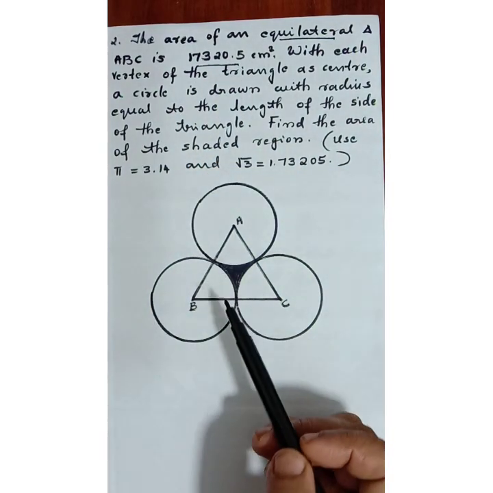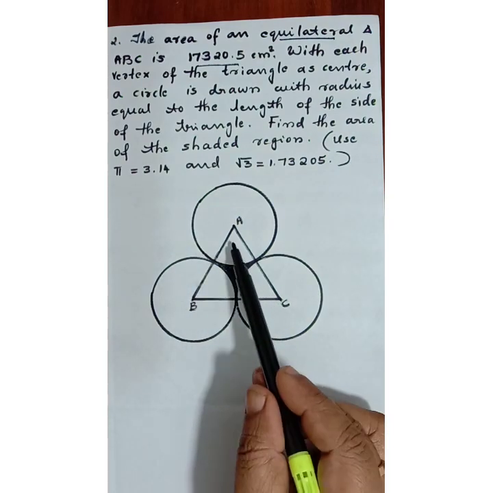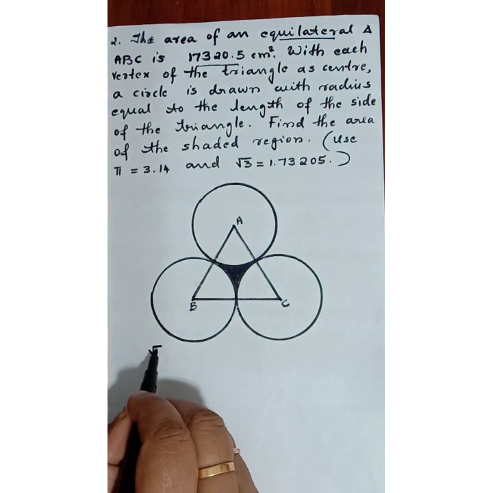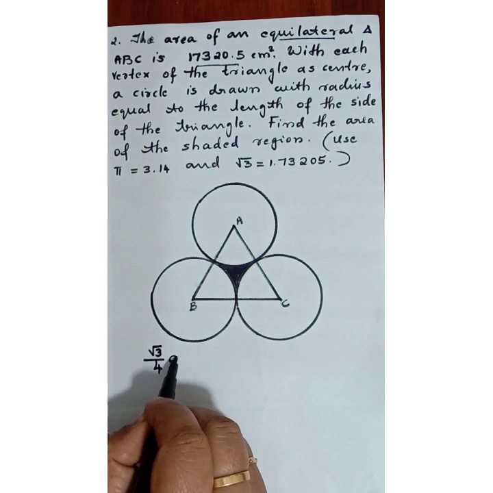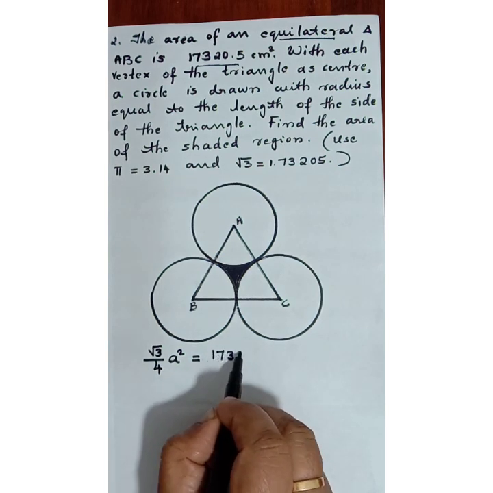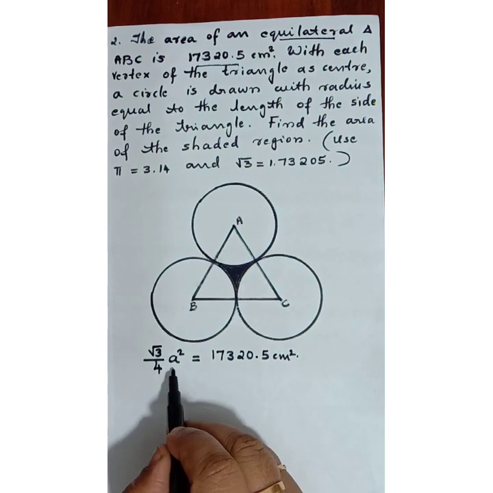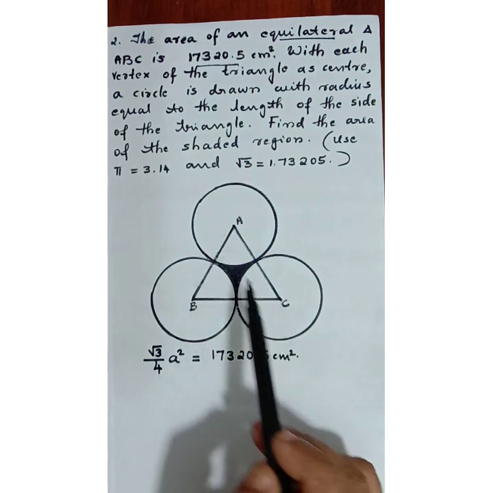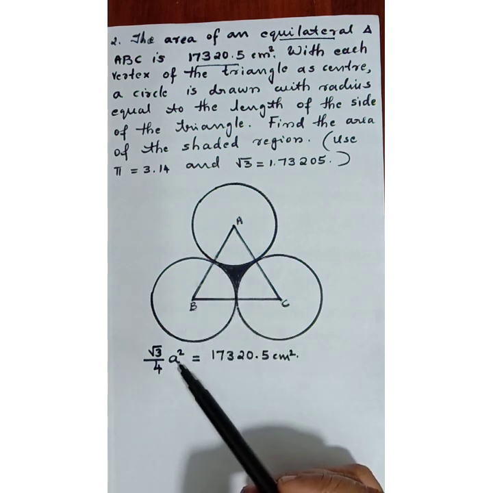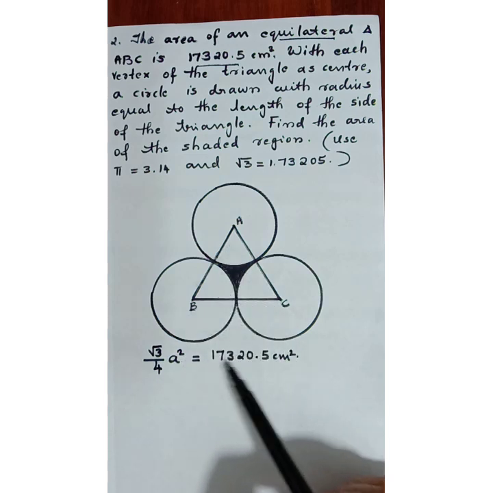If it is an equilateral triangle, the area formula we know. Isn't it root 3 by 4 a square? So given that root 3 by 4 a square is equal to 17,320.5 cm square. That is the area of an equilateral triangle formula. What is this A? It is the side length AC, AB or BC. So we will be able to get A, the side of the equilateral triangle, from this.